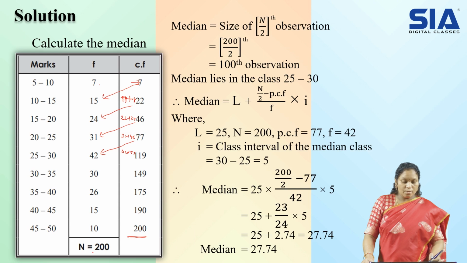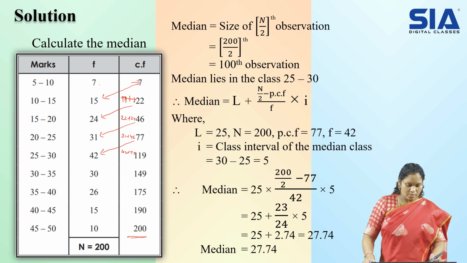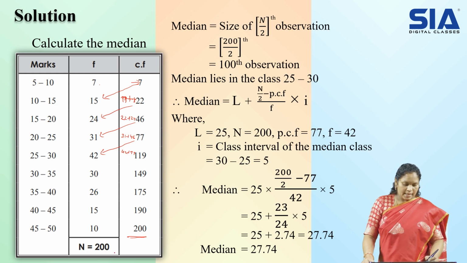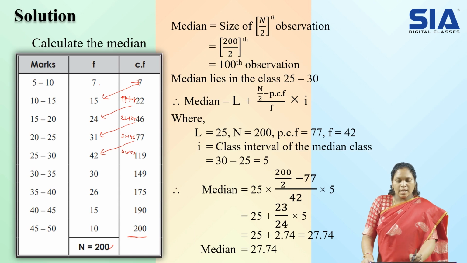So n by 2, I am doing n. Just now we have obtained the total of frequencies, your capital N, that is 200. Take that 200 divided by 2, you'll get the value as 100. Now 100, how to check this 100? 100 is not the direct median. 100 shows the middle value, or it will show the median class. So let us check it out.